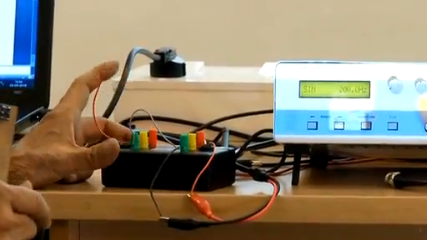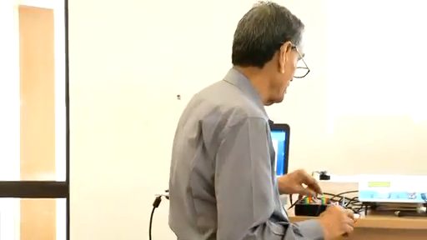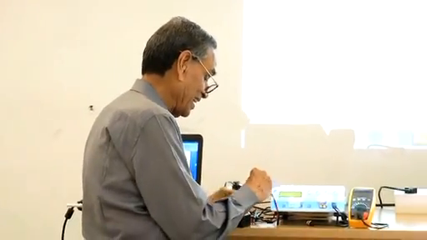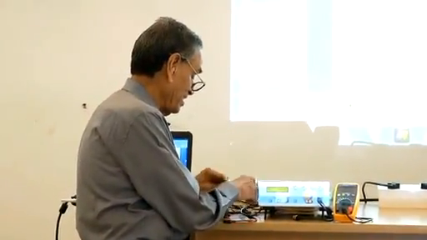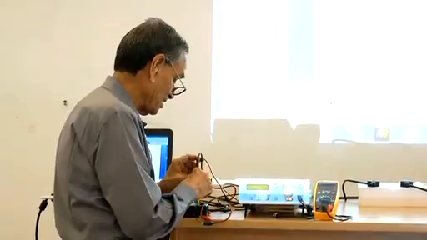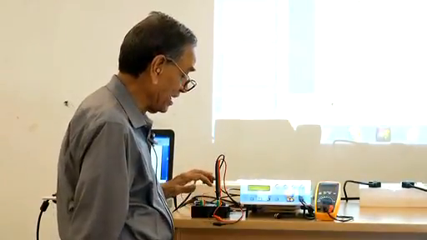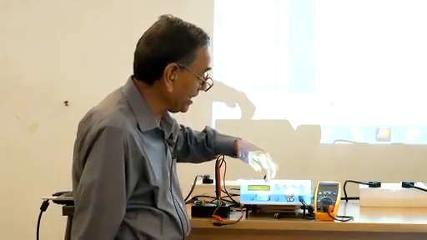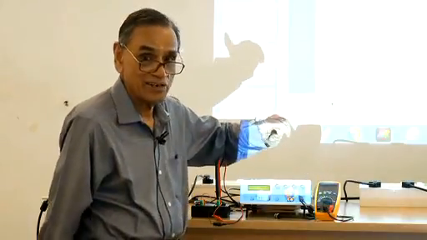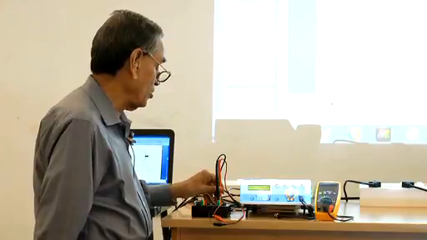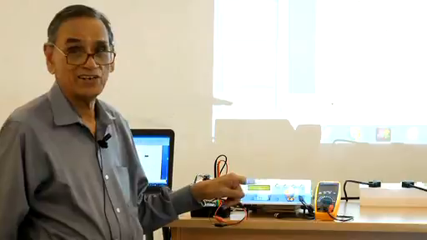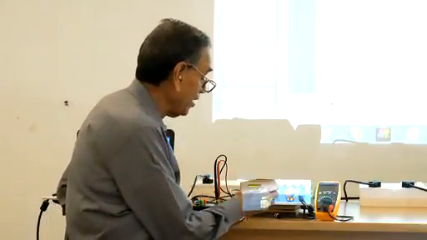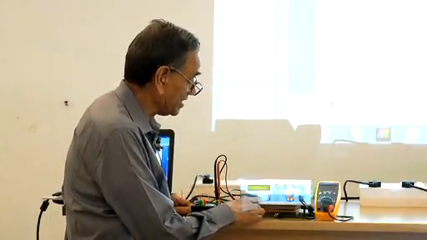I will now connect the low-pass filter to a signal generator. I will measure the total voltage across this. The input voltage at 200 Hz is 1.005. The output voltage is 1.003. I now make it 2 kilohertz.